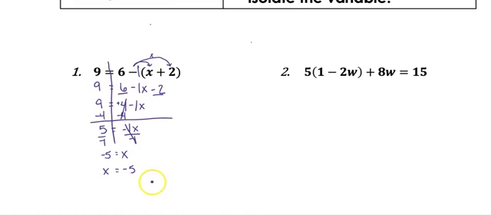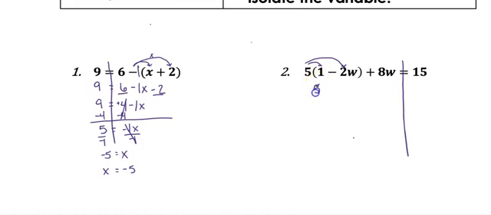Let's go ahead and take a look at our next example. I have 5 in parentheses, the difference of 1 and -2w. Then I need to add on 8w, and that will equal 15. So if I take a look, let's think here. If I give myself my balance, I notice right up that I'm going to need to distribute. So I'm going to go ahead and distribute this problem here. Distribute the 5 into the parentheses.